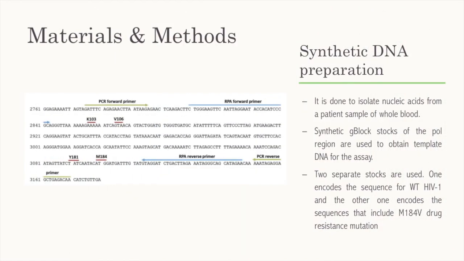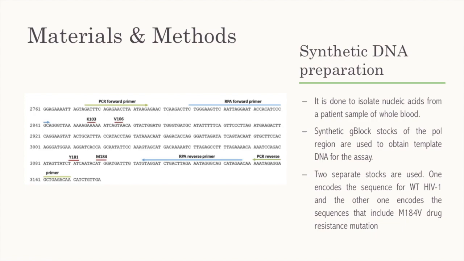Synthetic DNA preparation. This one is the first step, so it is done to isolate nucleic acids from a patient's sample of blood. Synthetic G block stocks of the pol region are used to obtain template DNA for the assay. Two separate stocks are used. One encodes the sequence for wild-type HIV, and the other one encodes the sequence that includes the M184V drug-resistant mutation.